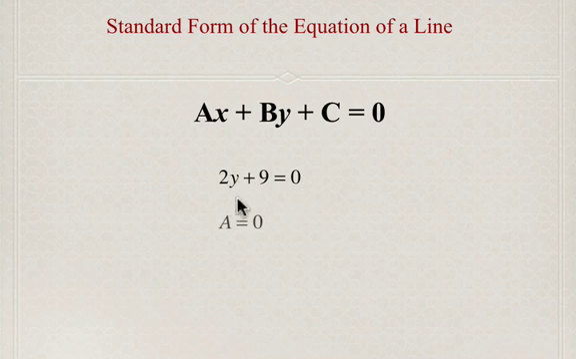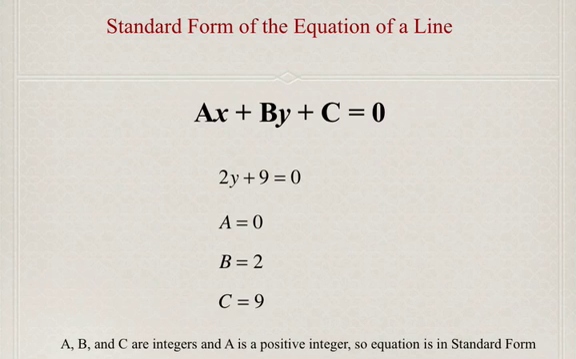Taking a look at another example, 2y plus 9 equals 0. Here, a is 0 because the only way for there to be no x term is if it's 0 times x. So there is no x term, so that means a is 0. B is equal to 2. And c is equal to 9. So this equation is in standard form.